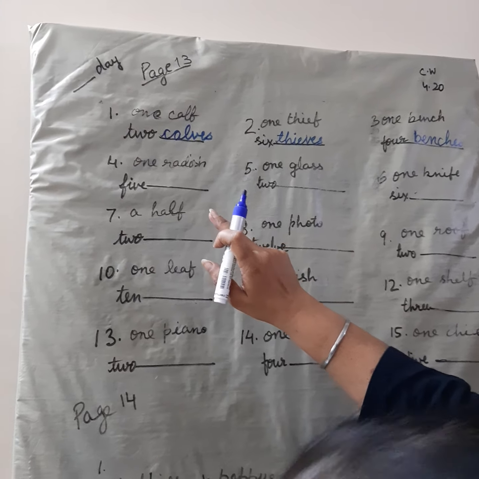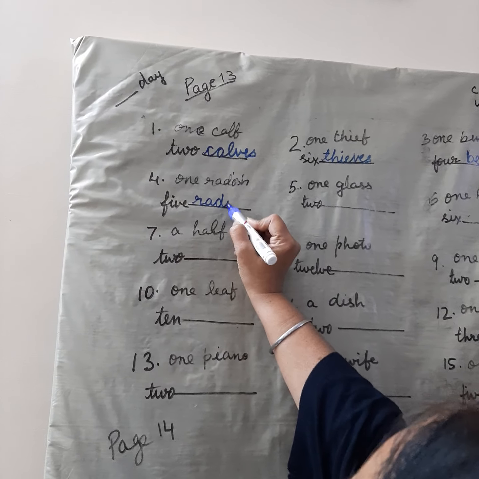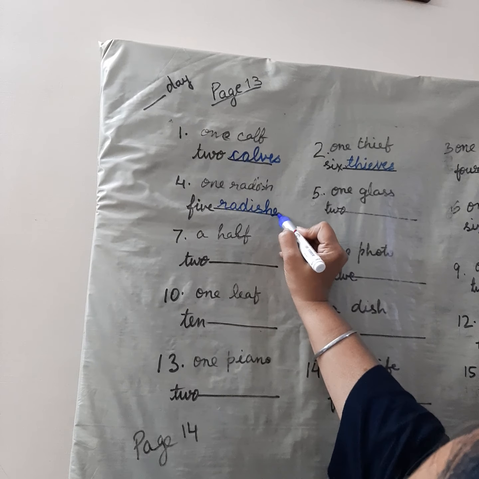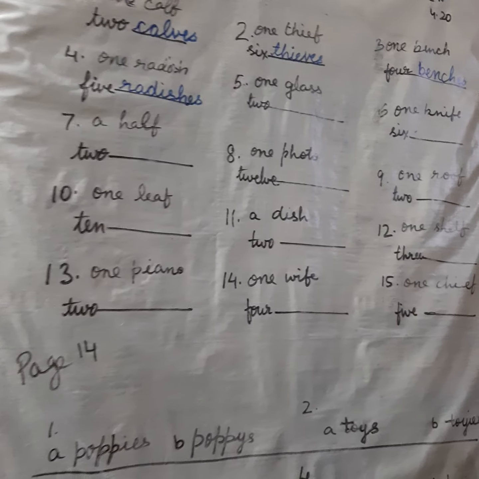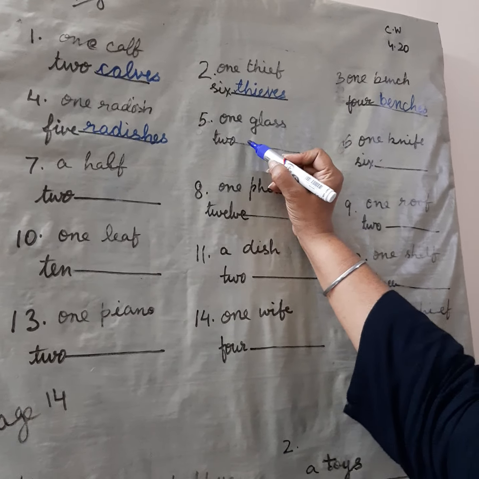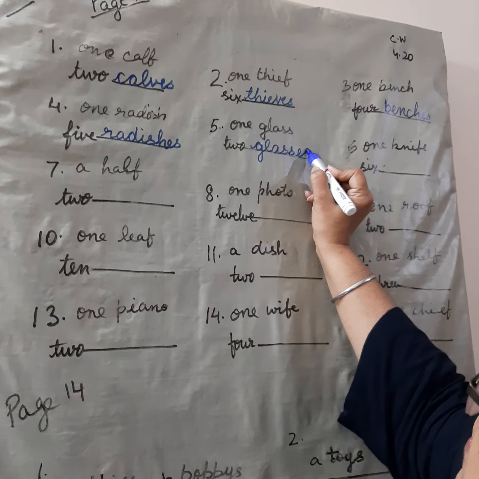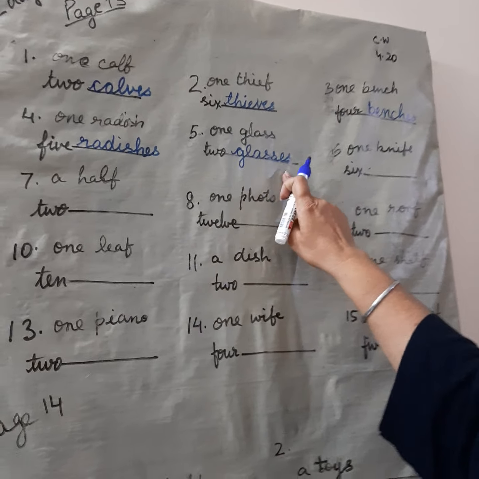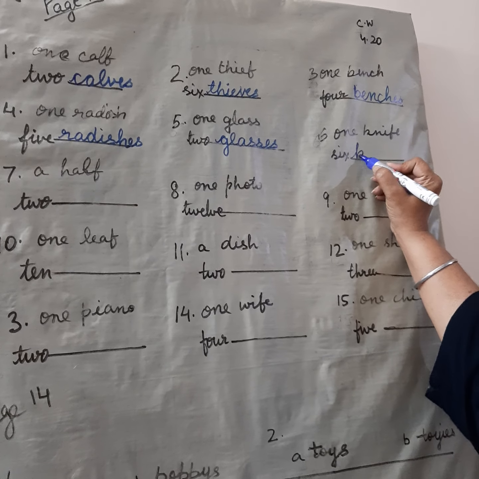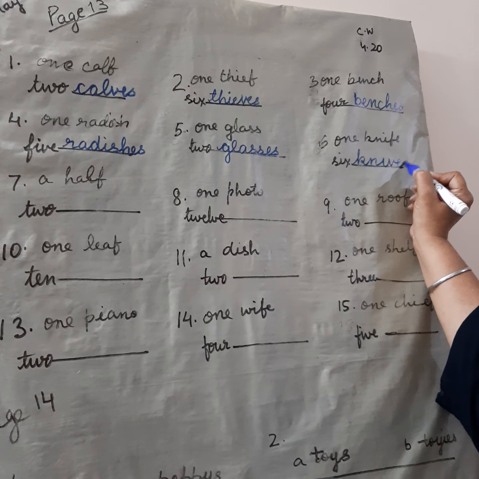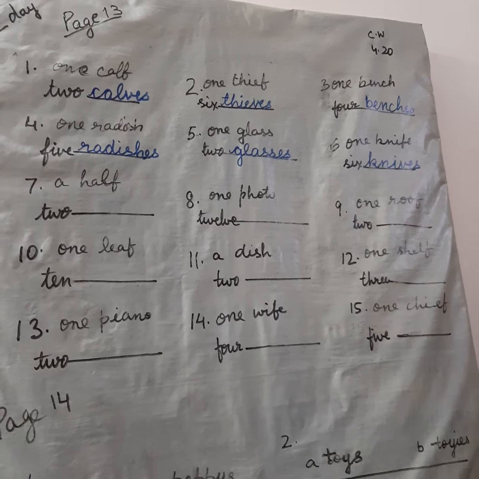One reddish. Again the hissing sound, so we will add ES to it to make it plural. Reddishes. One glass. Again the hissing sound, and we will change it to glasses. Two glasses. One knife, knives. We will replace this FE with VES.